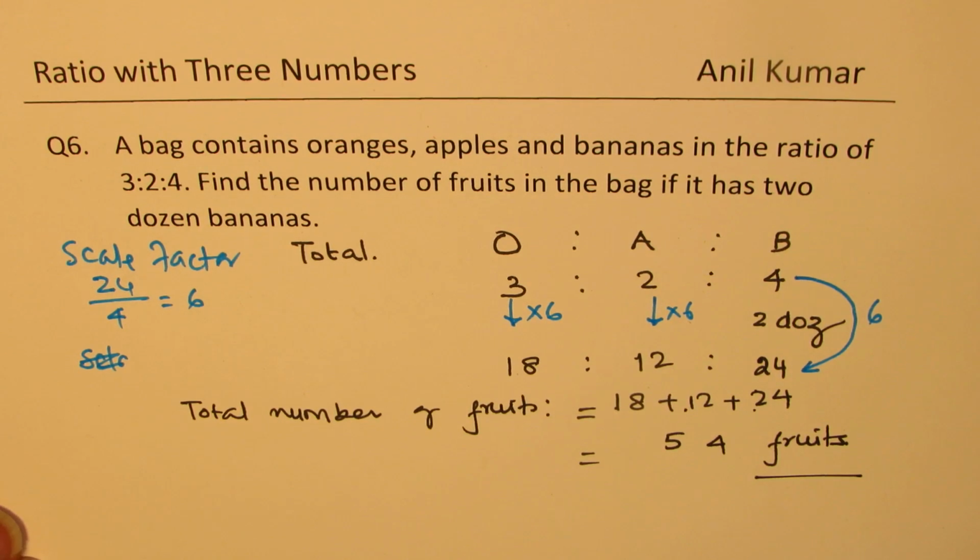Is that clear? So that is how we are going to solve questions relating to ratios where we have 3 quantities, as we have seen in the last example or earlier 3 numbers.